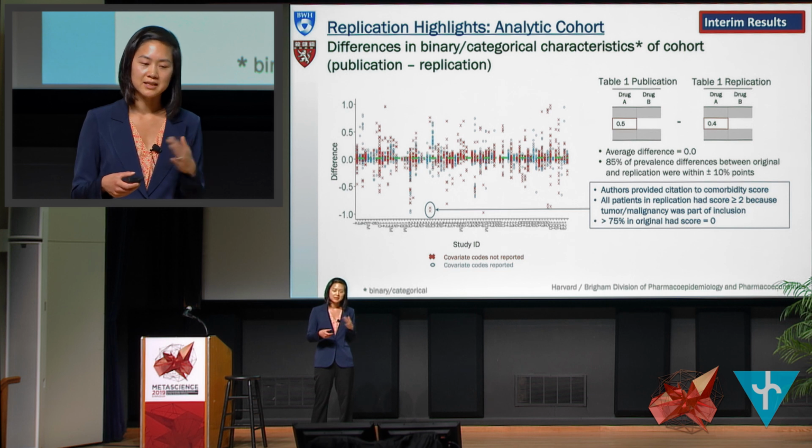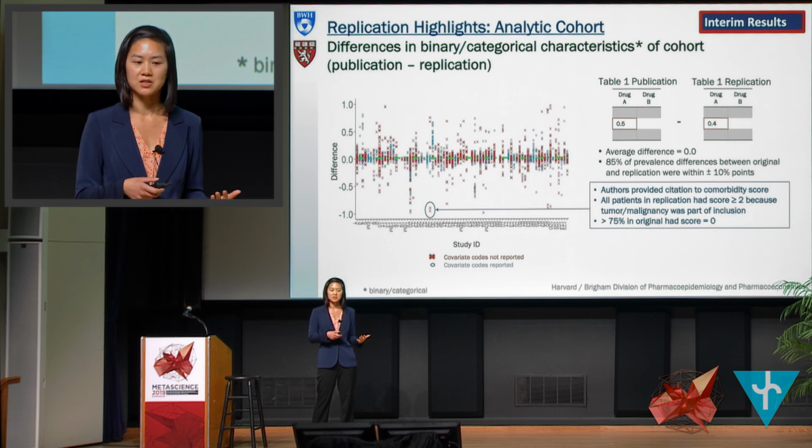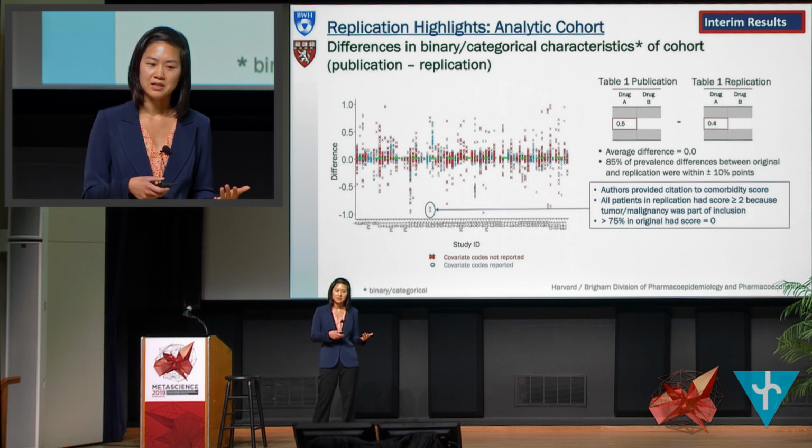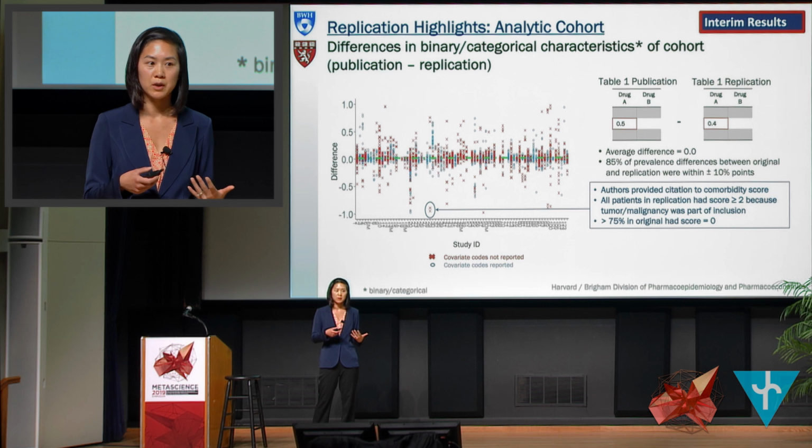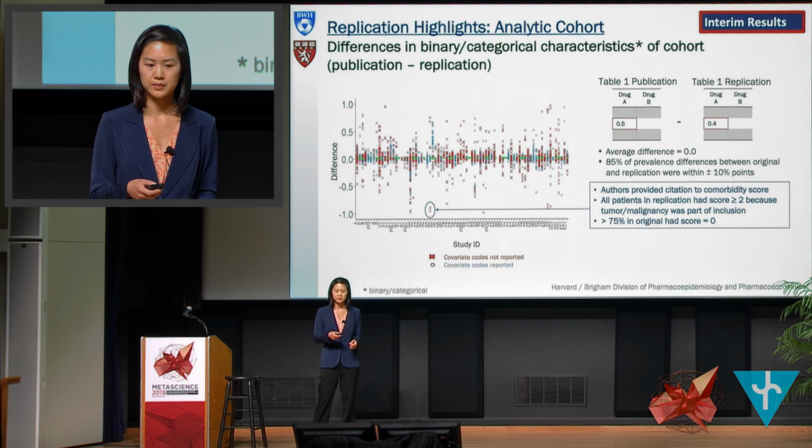But when we unblinded the table, we saw that in the original publication, 75% of patients had a score of 0, suggesting that perhaps the authors didn't count the weight or they did something else that we just didn't know about because it wasn't reported in their methods.